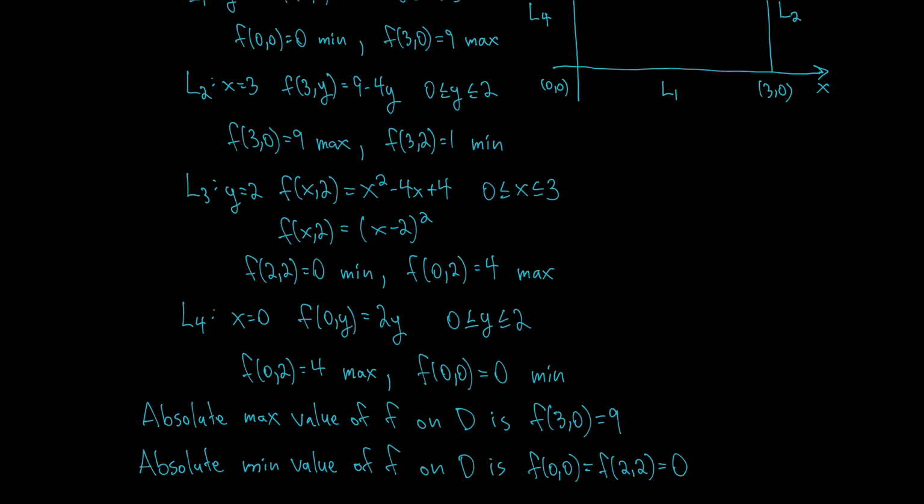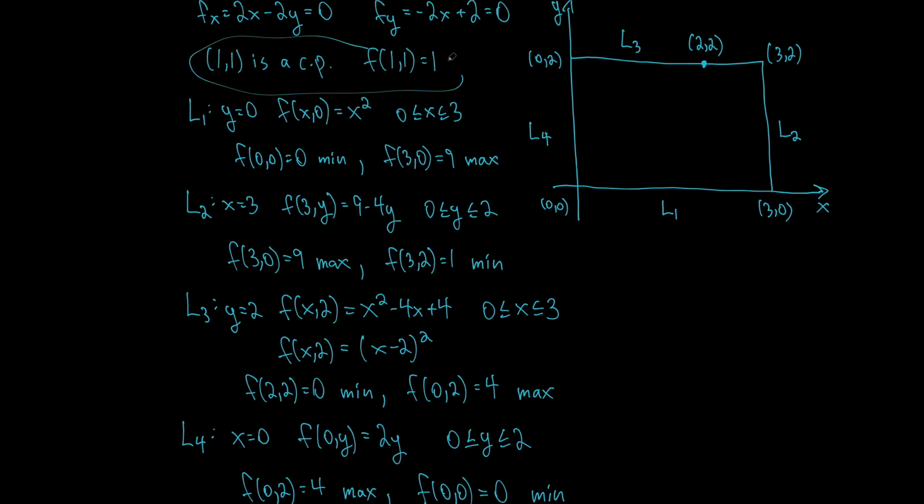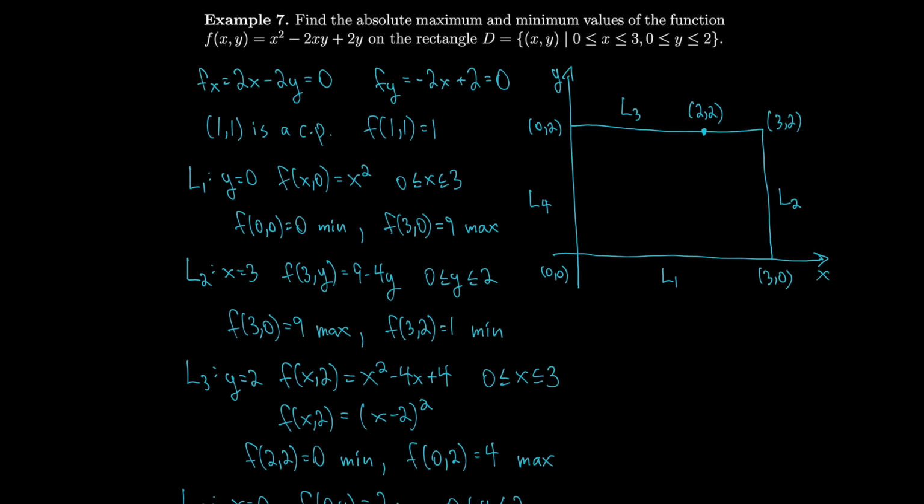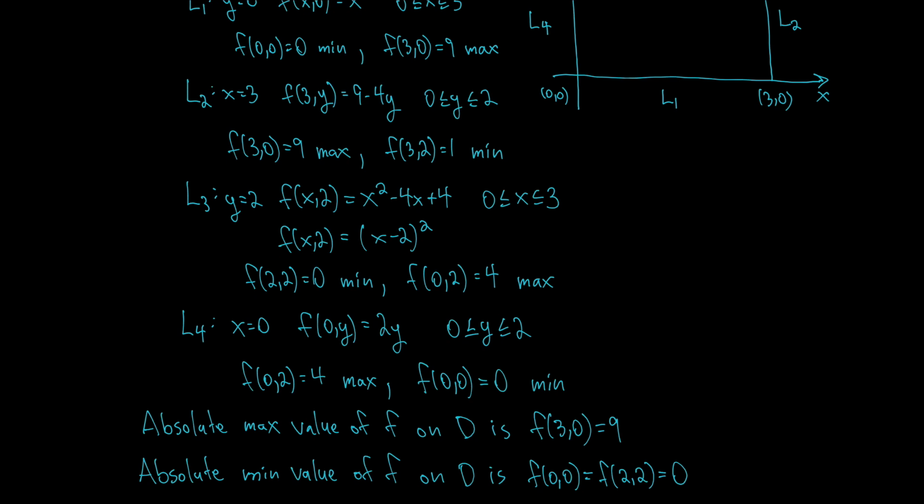Notice that in this case, our absolute max and min did not happen at a critical point. It didn't even happen at the point that we found from looking at the partial derivatives. It happened along these boundary lines. So you must be very careful not to stop after you check partial derivatives. If you have a closed and bounded domain, you must check for absolute max and mins on the boundary.